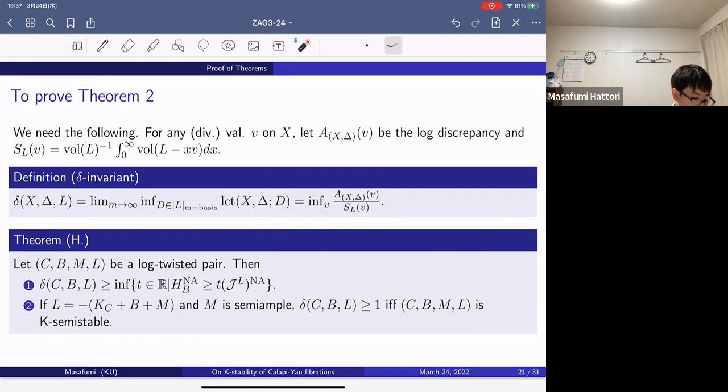So here we can prove the following theorem. So let CBML be a log-test pair. Then delta CBL is bigger than or equal to the infimum of T, where H is bigger than or equal to TJL. And second, the first one is proved in smooth cases by Buxton Johnson.